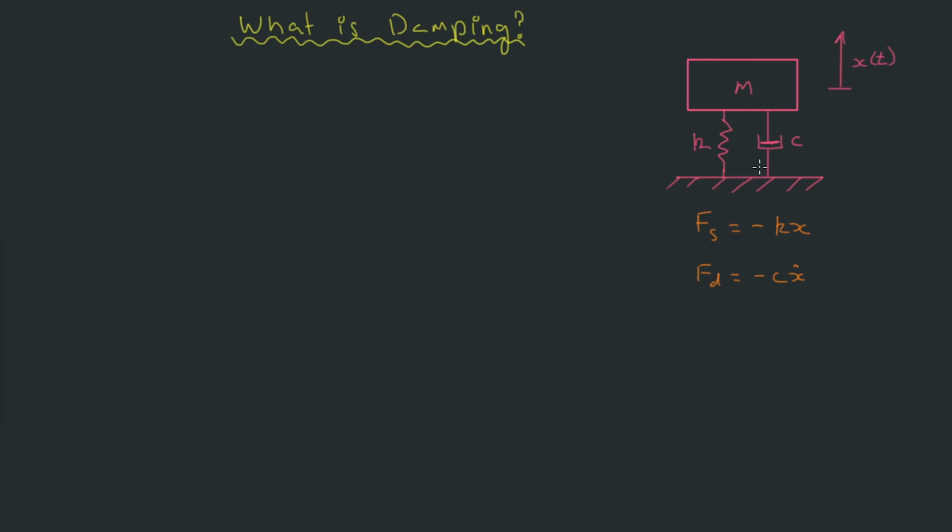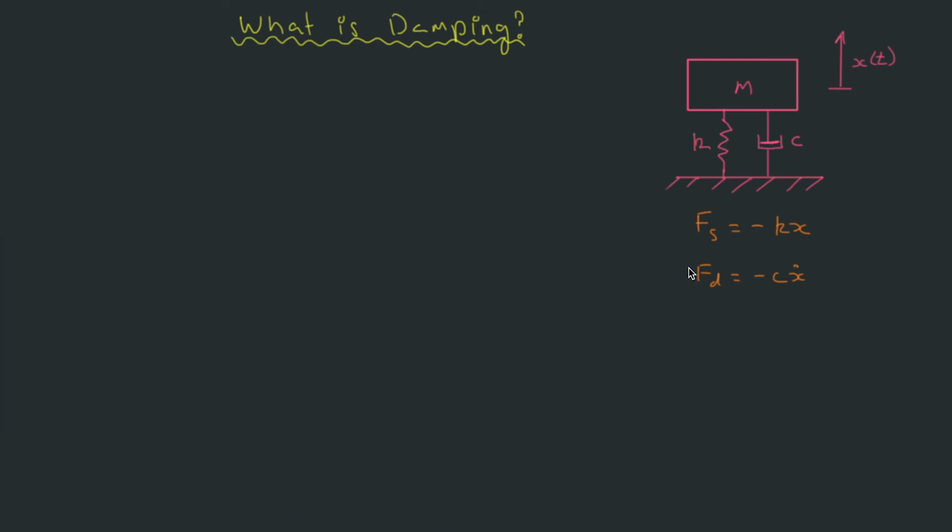So let's just jump straight into the derivation of the equation of motion for this system. We're going to have very similar terms to our spring mass example because we've essentially got the same components. We're just adding this damping term. So firstly, we're going to start off with a free body diagram.